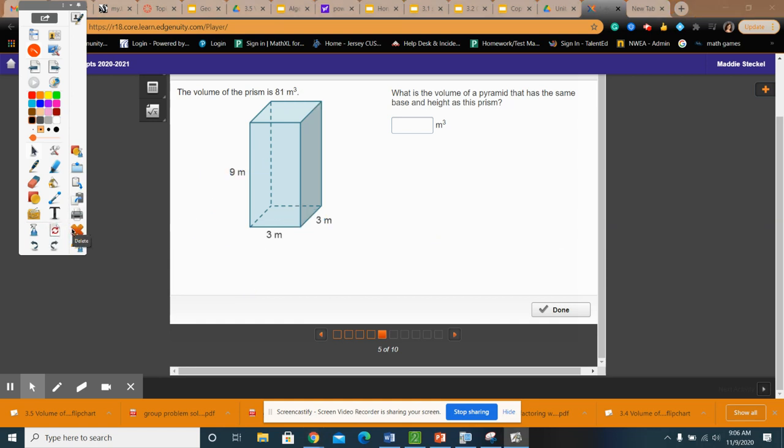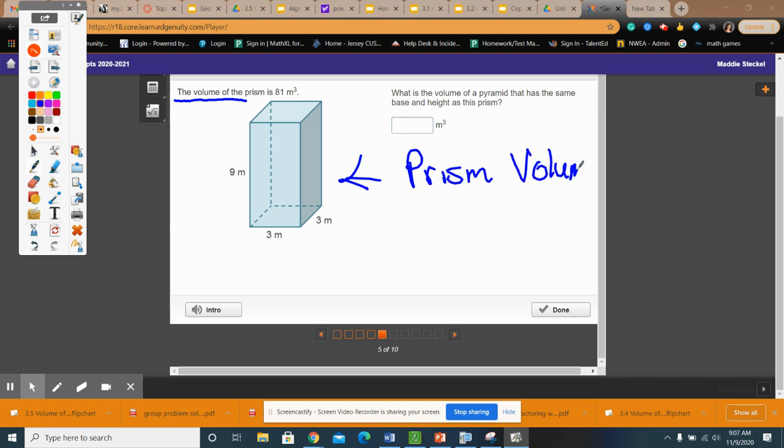Volume of a pyramid with the same base and height as this prism. Oh, perfect. So this wants to know if this is the prism, how much is in the pyramid? And we talked about that when we watched the video. It was kind of surprising. It would take 3 pyramids to fill it up. So if I find the volume of this prism, what can I do to find the pyramid? I can just divide by 3.